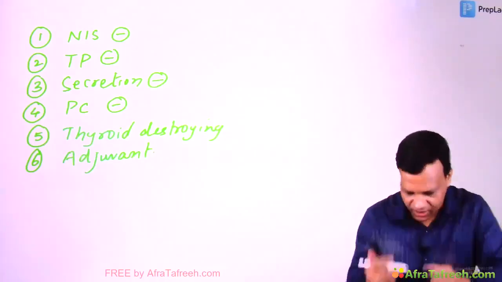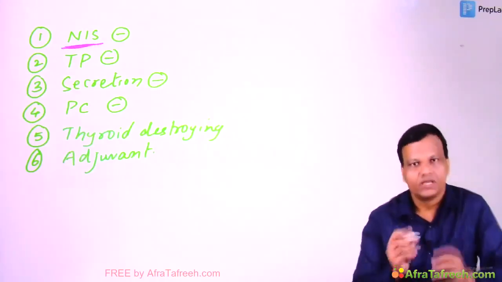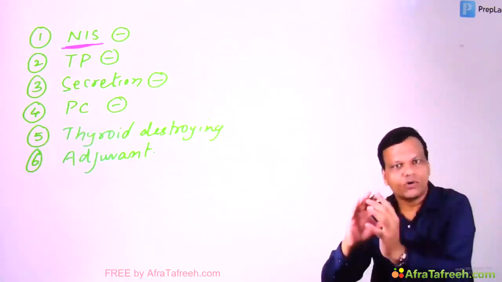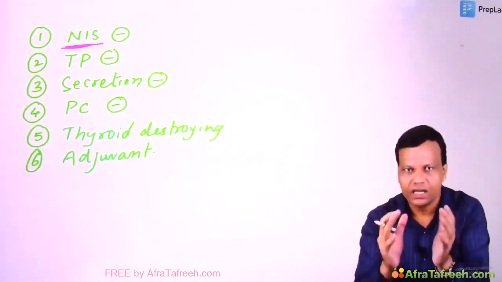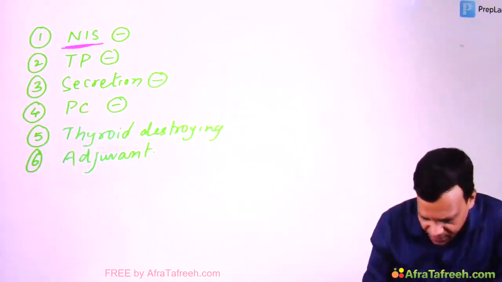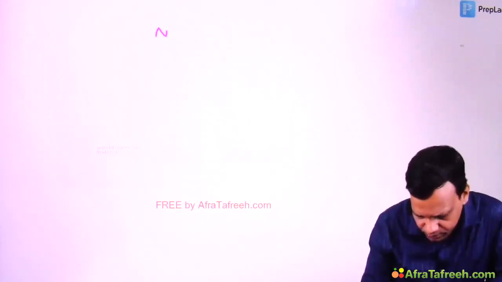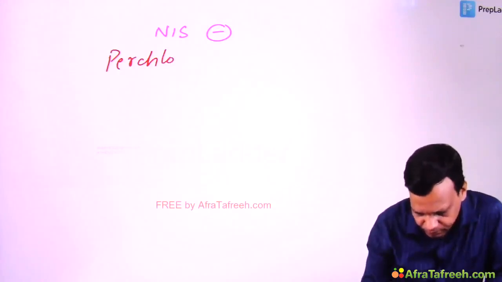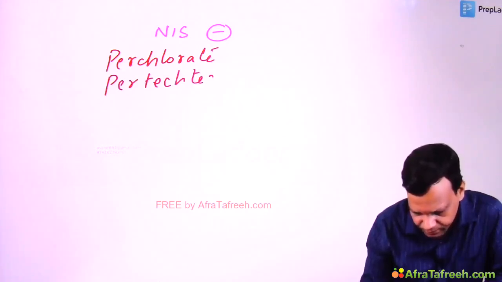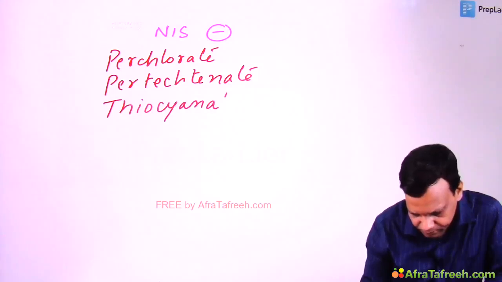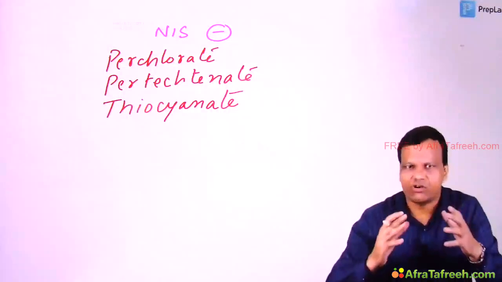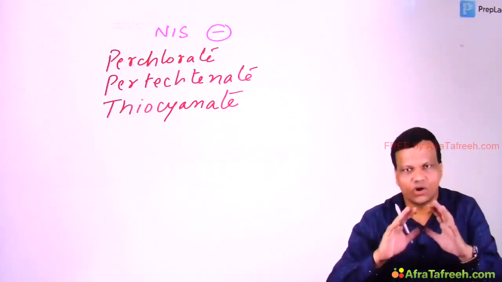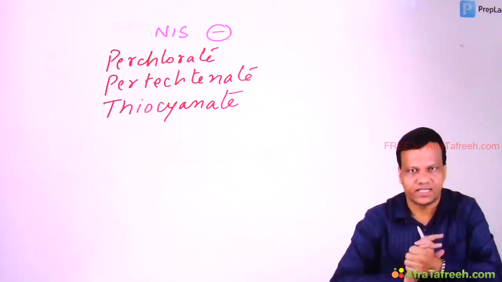So we'll discuss these one by one, starting with NIS inhibitors. Iodide enters through the sodium iodide symporter. So if we inhibit that, iodine will not enter, so hormone will not be produced. The drugs which inhibit NIS include perchlorate, pertechnetate, and thiocyanate. These drugs are highly toxic to be used clinically. So these drugs are not used clinically, they are only theoretical.